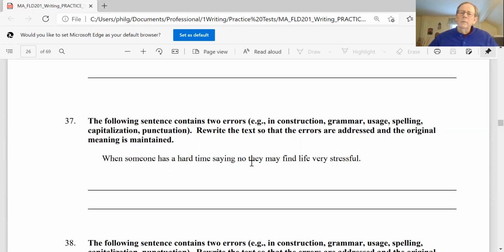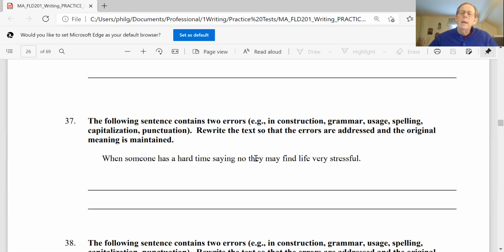We also have a pronoun antecedent problem. The pronoun they refers back to someone. When someone has a hard time saying no, they. So they is plural and someone is singular. And that's a problem. So they needs to be a singular pronoun so that it agrees with someone. So you replace the word they with a pronoun like one. When someone has a hard time saying no, one may find life very stressful.